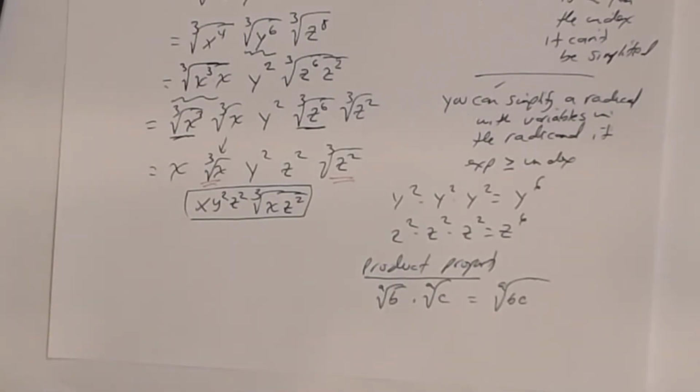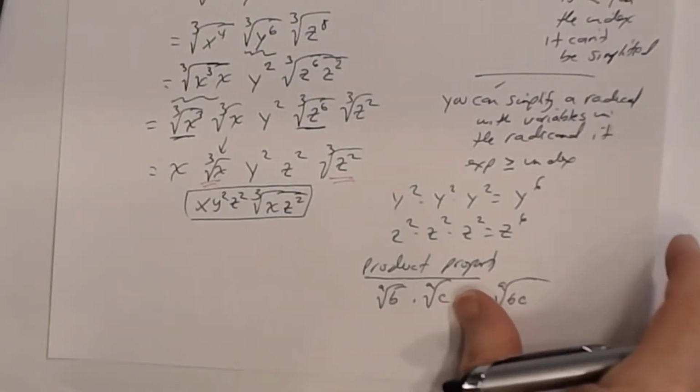That's the answer. The more you do, the easier it becomes. So let's look at another one. So this will be number 3. The more we do, the easier it will become. All right, so this is number 3.